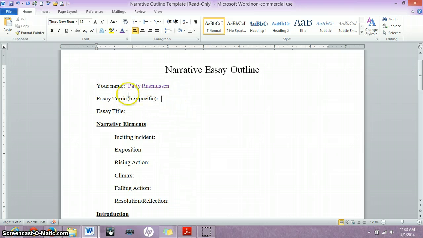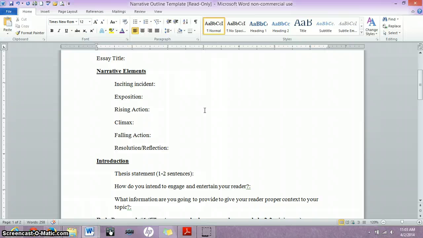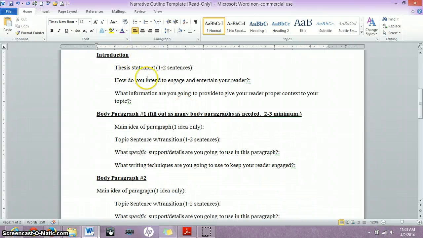Then fill out pretty much all the information that I have. So with these narrative elements, you need to think about what your inciting incident is going to be, what your exposition is, what your climax is, and so on. If you don't know what these are, you need to go back to the textbook and review that. By laying these out in front of you and planning them now, it's going to make drafting your paper much, much easier.